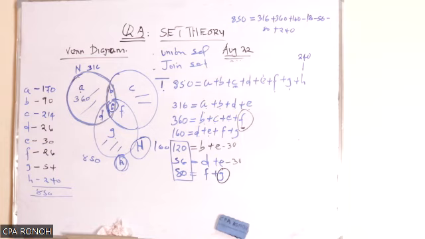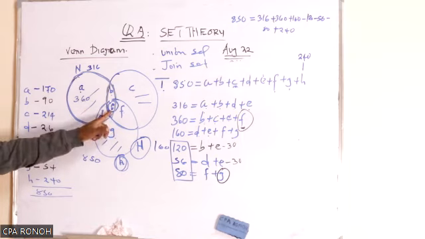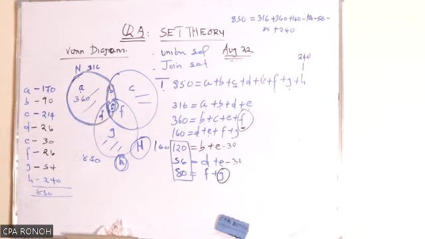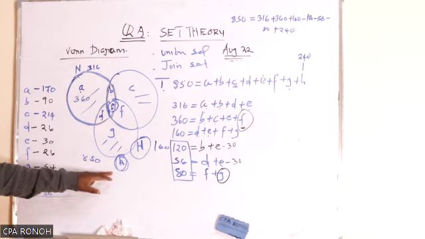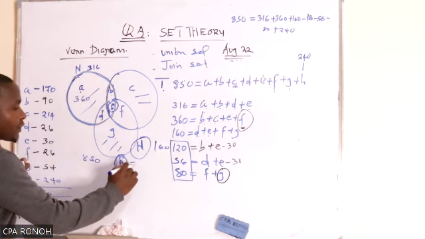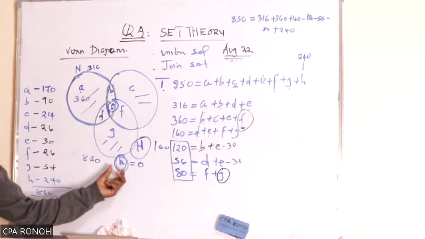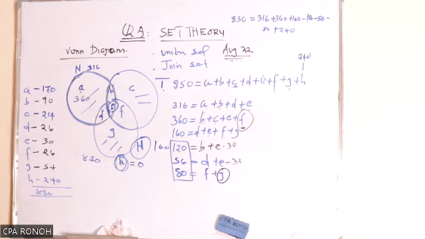So that is it. The best way is just to get the value of E. Sometimes they don't give you the value of H. If they don't give you the value of H, then H equals 0. These are undecided, so you put 0 if they don't give you that value. That question of Venn diagram will come.